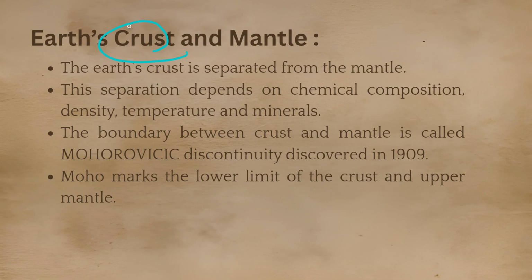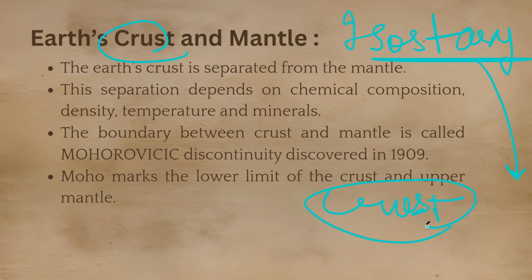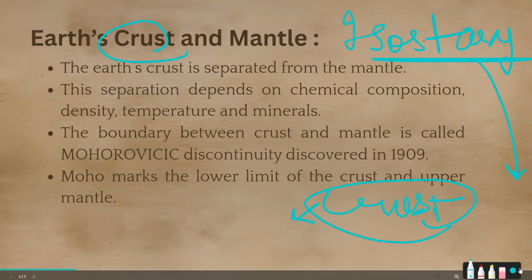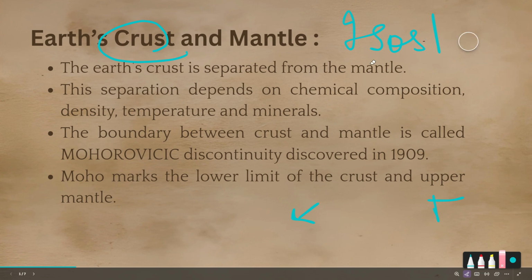In the previous chapter we covered the topic isostasy. In that we saw how this crust adjusts itself, but isostasy doesn't explain what the crust is made up of. In this particular chapter, we are going to see what exactly the crust is made up of. Okay, so let's see.